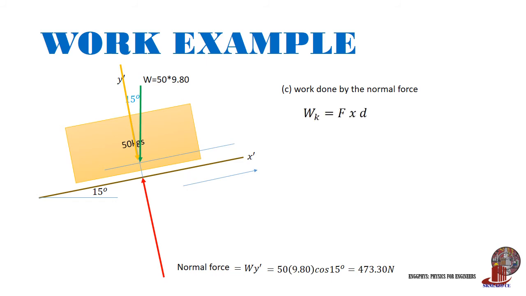By using the work equation as F times d, we can say that the force is perpendicular to motion, making it 0. Thus, work done by the normal force is also 0.